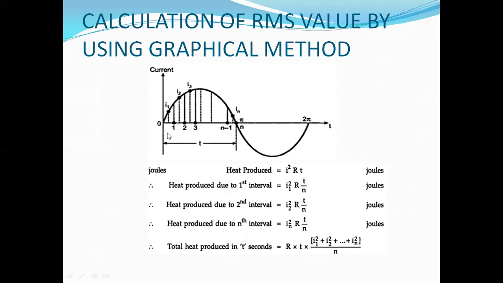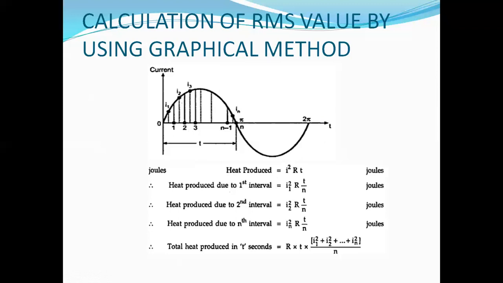Now at every instant of time, like time t1, t2, t3, the instantaneous values of the current will be I1, I2, I3, In. Such an RMS value is to be obtained by comparing the heat produced. The heat produced is proportional to the square of the current, that is I square R. The heat produced in the resistance is always proportional to the square of the current.